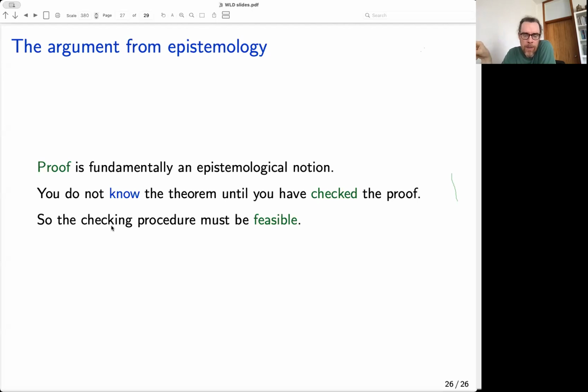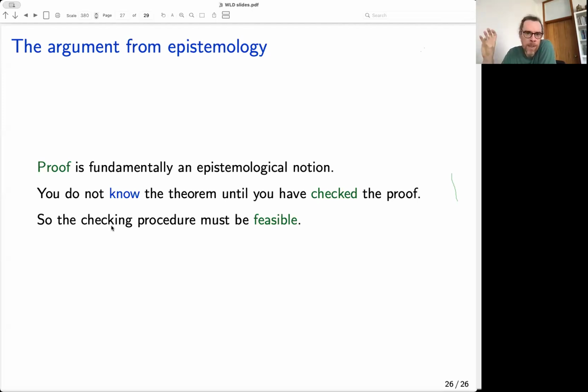Therefore, by a kind of parallel argument, the proof construction method must be feasible. Now that pretty clearly proves too much, because as it stands right now, we don't have any feasible, that is, polynomial procedures for constructing proofs of tautologies of propositional logic. Most people think we can't have any, but we clearly do know some theorems of propositional logic.